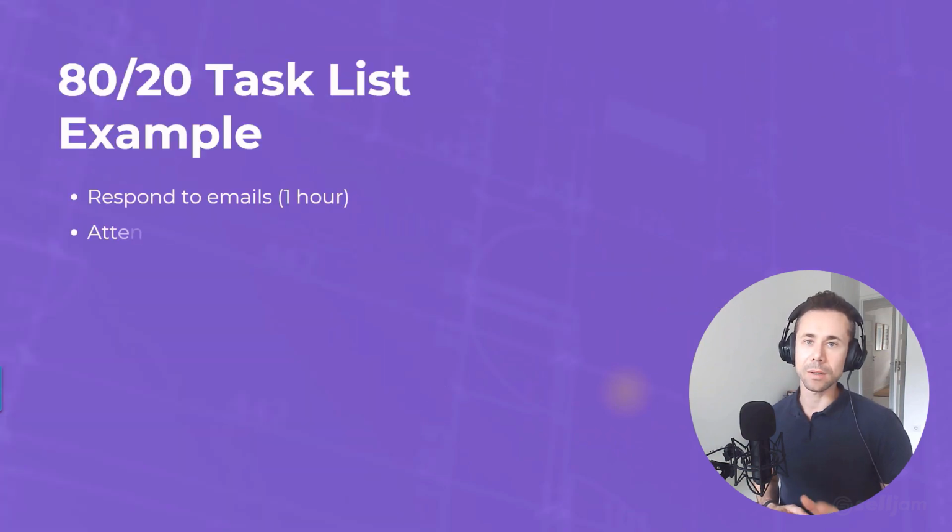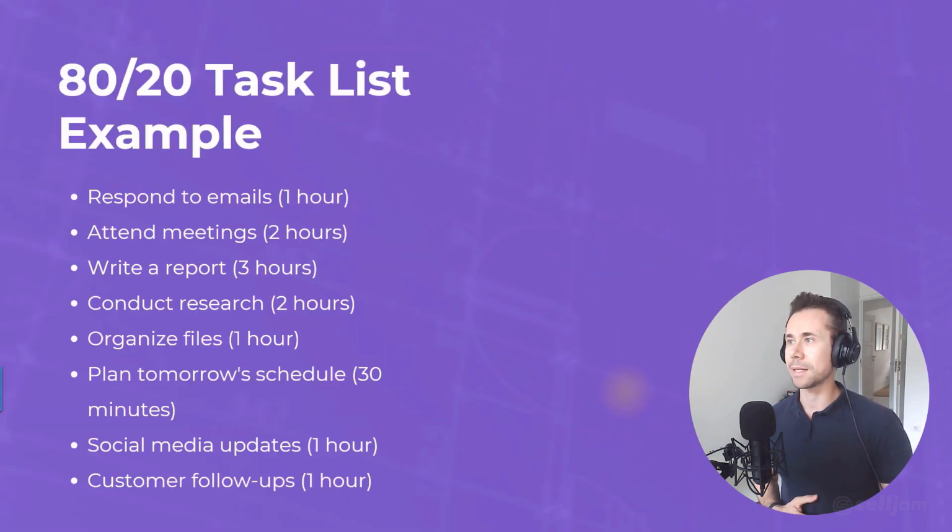So how would that look? Let's have a look at a task list example and try to 80-20 the list of items. So we have here: respond to emails, attend meetings, write a report, conduct research, organize files, plan tomorrow's schedule, social media updates, and customer follow-ups.